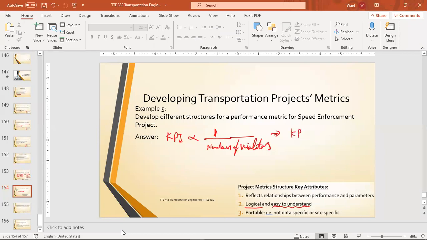But we can say that the KPI is proportional to percent reduction in the number of violators, speed violators. Okay, it's easy to understand this way. It reflects the relationship between performance and the parameter. Yes. Is it portable? Yes, because it's a percentage reduction.